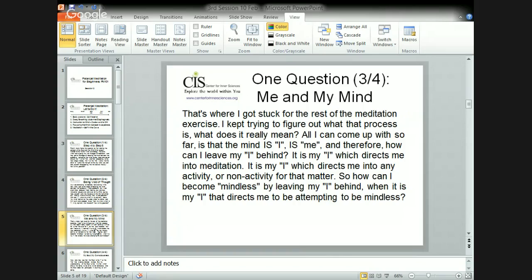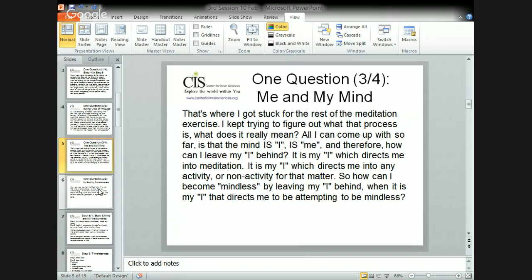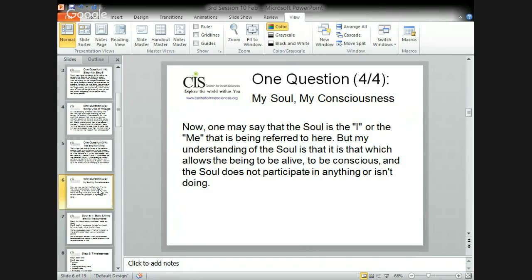Yes, it is through your mind you are learning the Patanjali's prescription, everything else, and that is what is challenging. We are learning through our mind how to calm our mind, and finally how to disconnect from my mind. It is my I which directs me into any activity or non-activity for that matter. So how can I become mindless by leaving my I behind, when it is my I that directs me to attempt to become mindless? So this contradiction is amplified: if I am my mind only, then it doesn't work out. Theoretically, it is not possible.